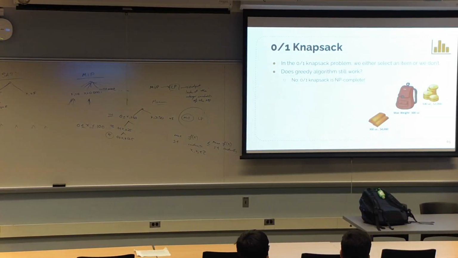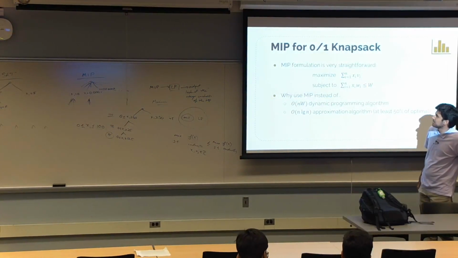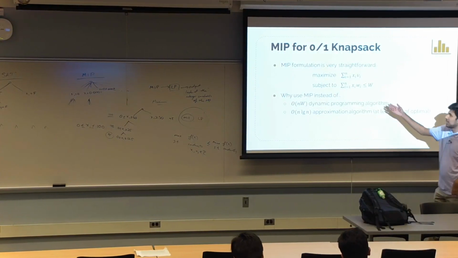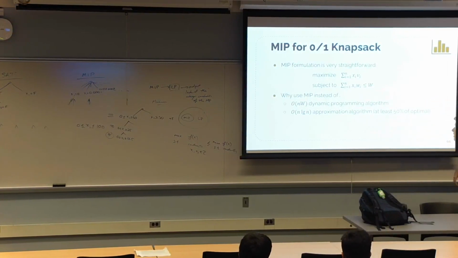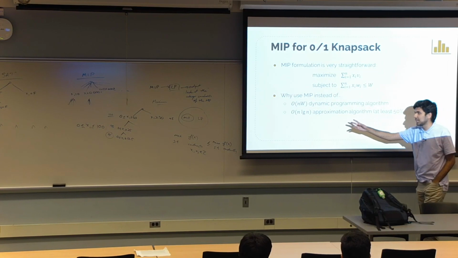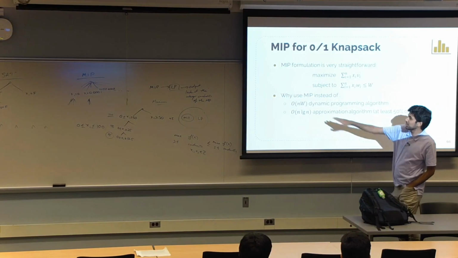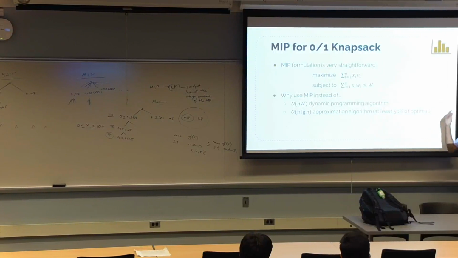The point is, we can model this as a mixed integer program using indicators. So x_i will be an indicator of whether we choose the item or not. We're maximizing the total valuation, subject to the total weight being less than or equal to the capacity. This is one way of solving it. There's also the dynamic programming solution, which runs in n times W time. This is probably covered in 320 or something. It looks polynomial, but it's not, because W could be extremely large.